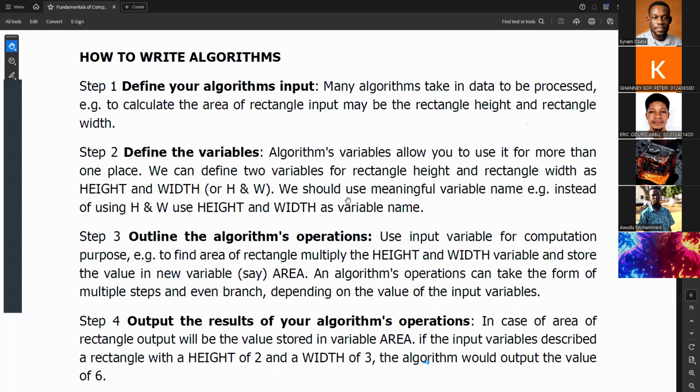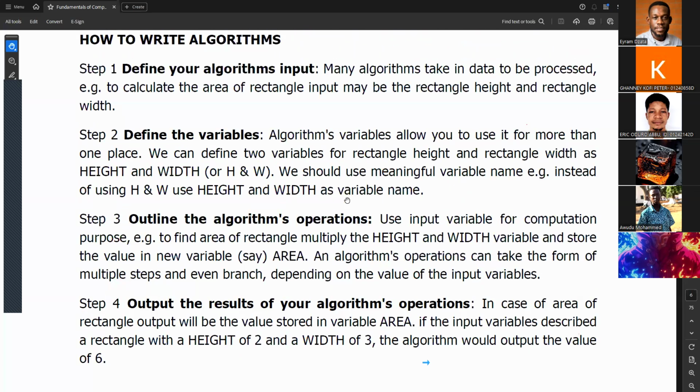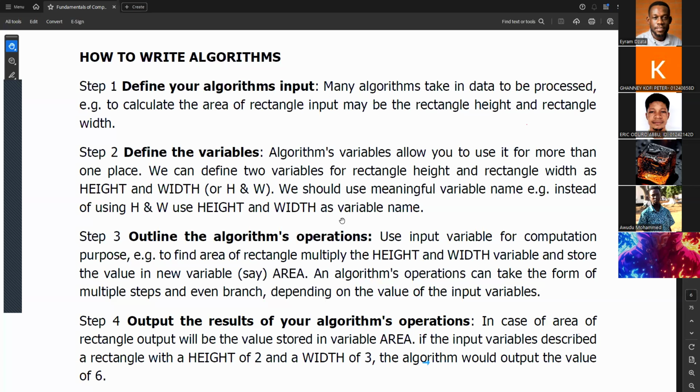All right, so now let's look at how to write an algorithm. There are 4 steps here which we need to take note of. First, we just want to assume that you have a problem you want to solve, and by so doing, you need an algorithm. What is the first thing you do when you look at that problem? The first thing you do is to identify your inputs.